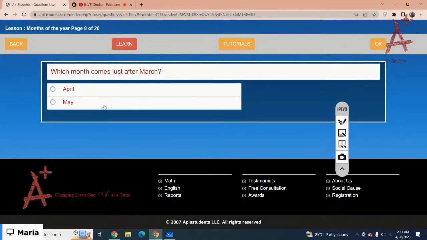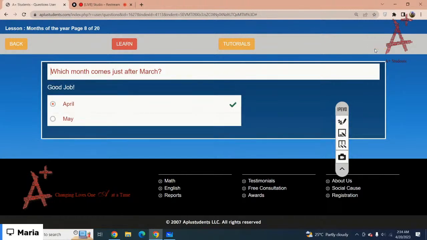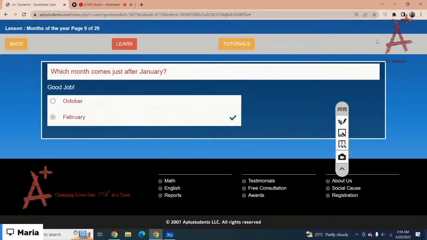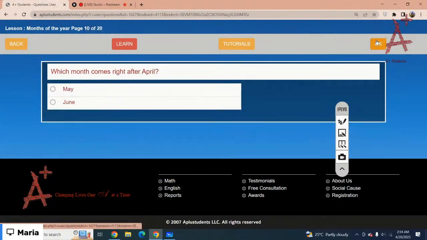Which month comes after March? It would be April. Which month comes right after January? It would be February. Got it? Right after January, the next month is February. Which month comes right after April? It would be May. Got it?